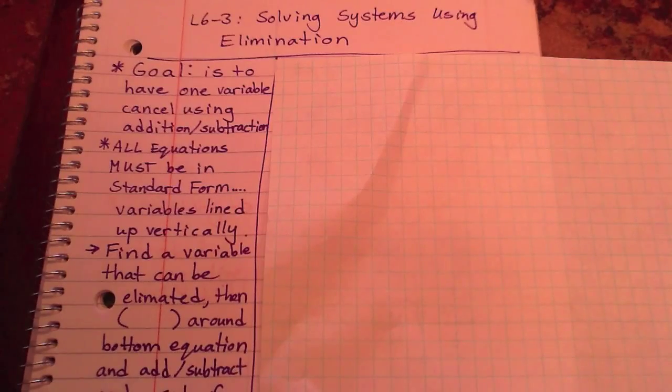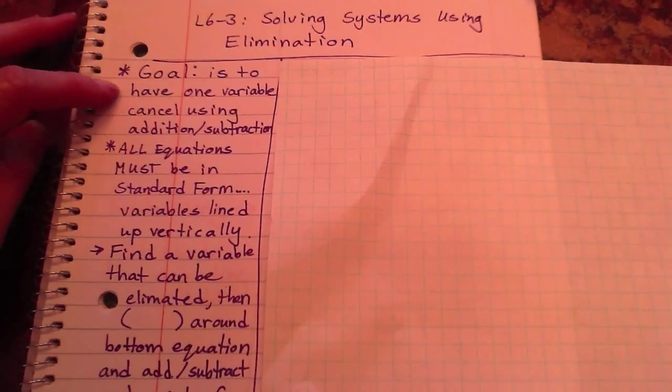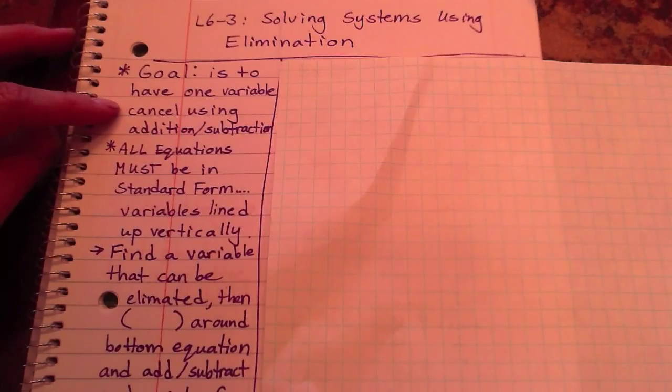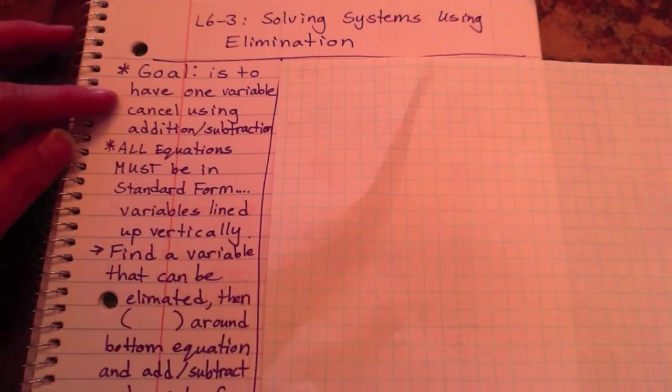I'm going to go ahead and walk you through what you wrote down on the left side before we start the examples so that you kind of get an idea of what we're going to try to do, and then from there we'll go through the examples and practice it. The main thing is your goal, and your goal is to have one variable cancel by using addition or subtraction. So when you were talking about substitution, your goal was to have one variable go away by plugging in another variable for it, and then you ended up with one variable.